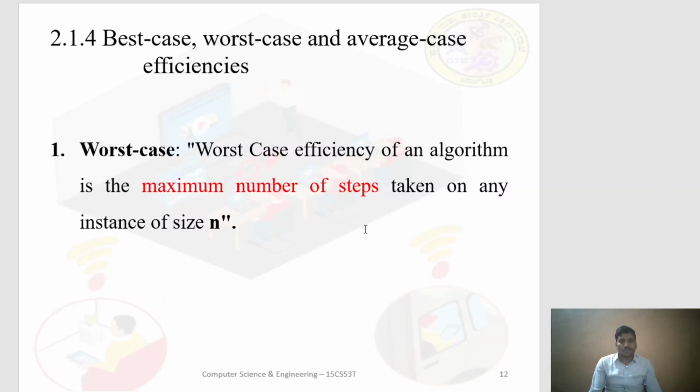Let us define worst case. Worst case efficiency of an algorithm is the maximum number of steps taken on any instance of size n.